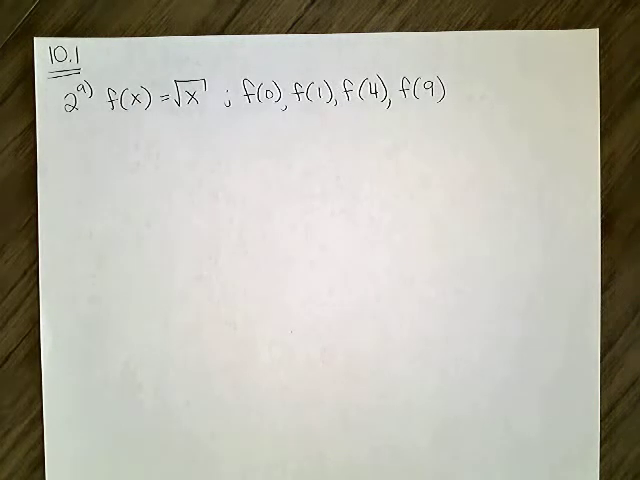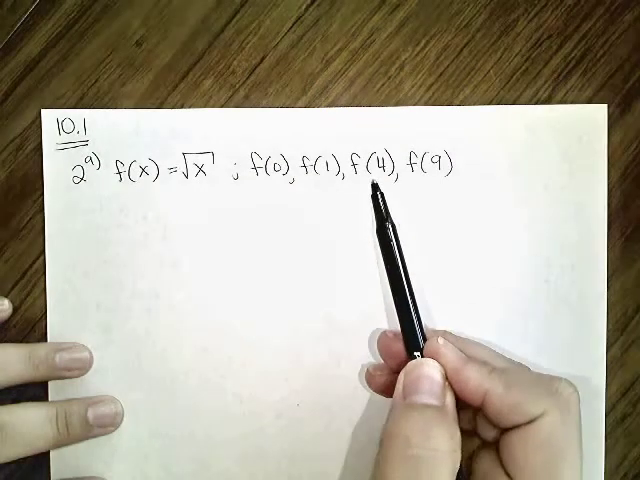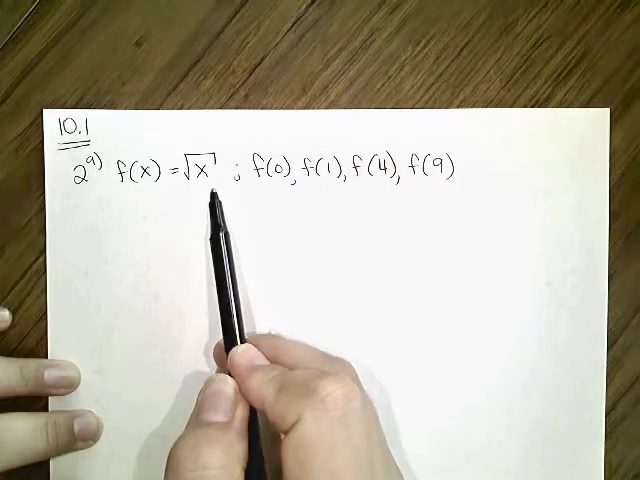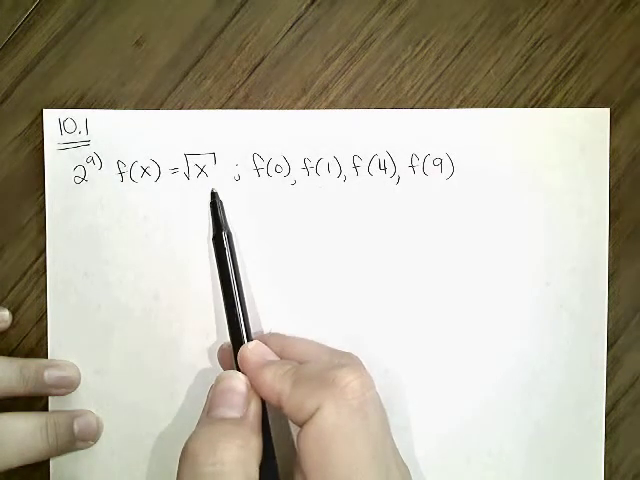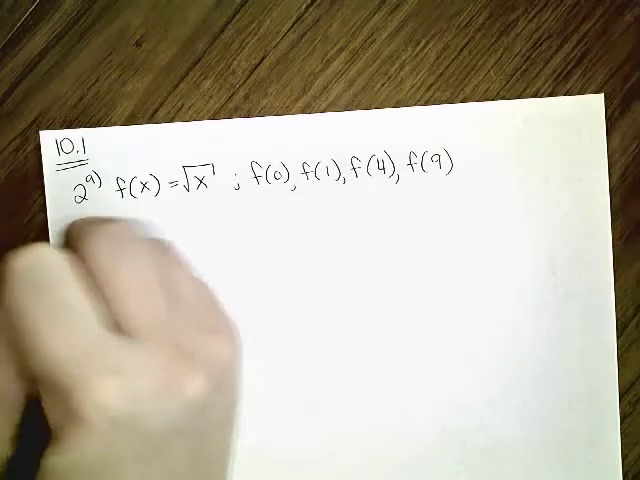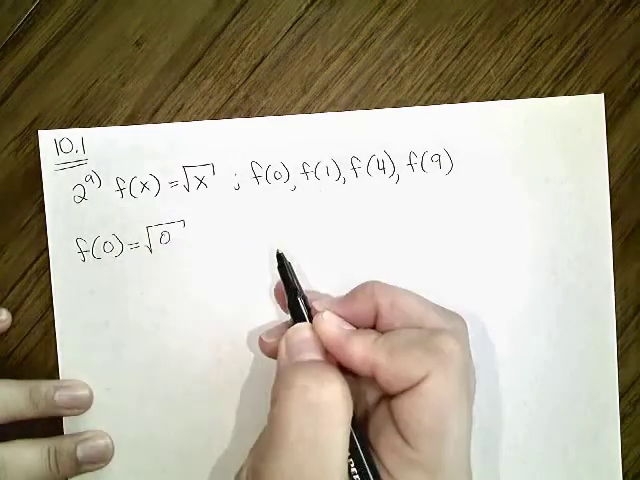We can also use function notation when evaluating radical expressions. So for instance, we're asked to evaluate f of 0, f of 1, f of 4, and f of 9 for our original function, f of x equals the square root of x. So when we're evaluating this, we say, well, f of 0 equals the square root of 0.